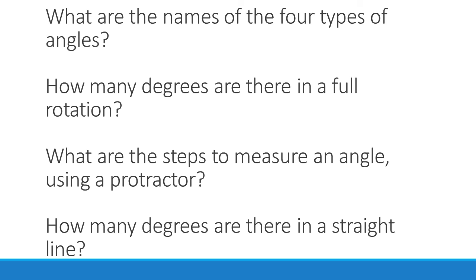How many degrees are there in a straight line? A straight line is made up of 2 right angles. 2 90s are 180. So on a straight line there are 180 degrees.